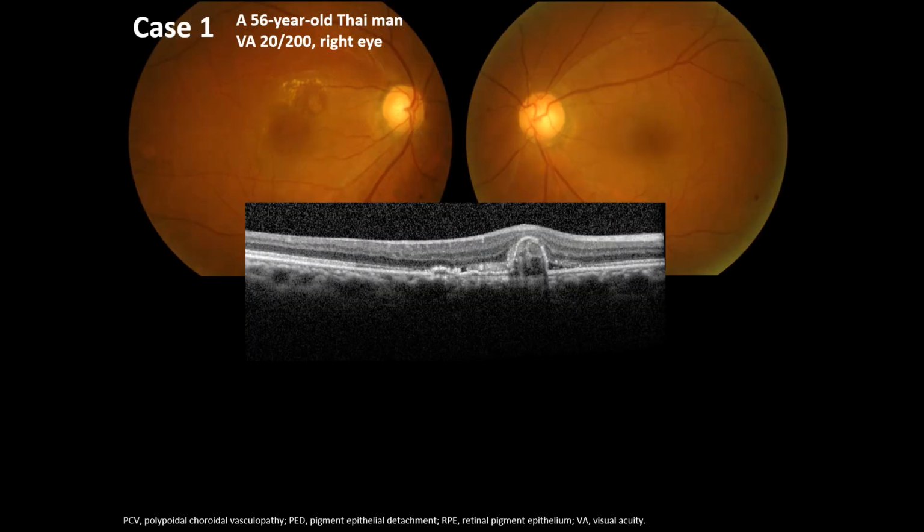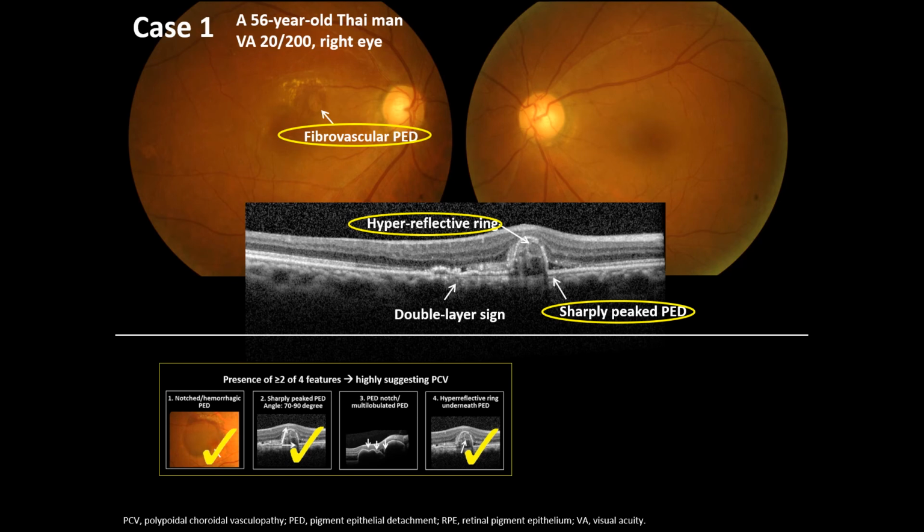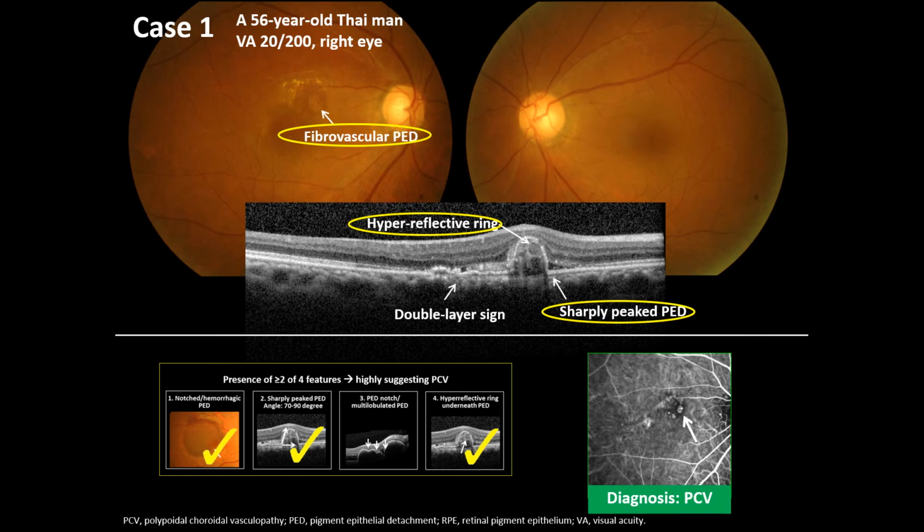Now let's take a look at case examples. The first case is a 56-year-old Thai man who presented with blurry vision in the right eye. Fundus examination shows serous maculopathy, and we can see the fibrovascular PED. OCT across the lesion shows typical characteristics of PCV, including the sharply peaked PED, hyperreflective ring, and double layer sign. This case matched 3 major criteria, suggesting PCV diagnosis, and later ICGA confirmed the diagnosis.